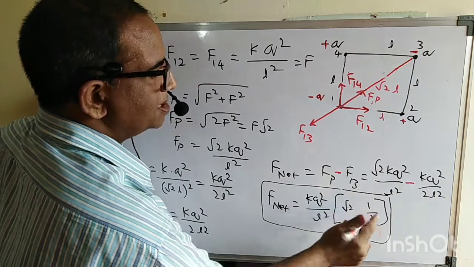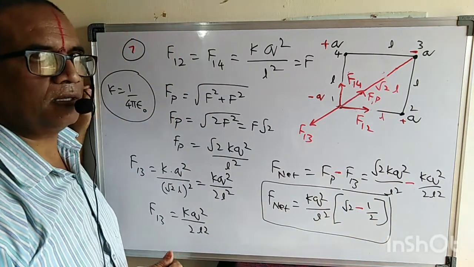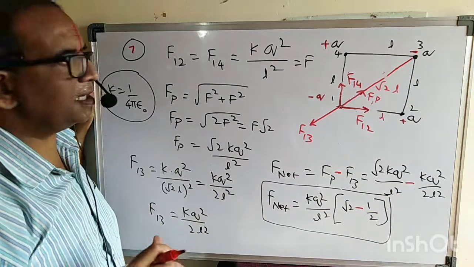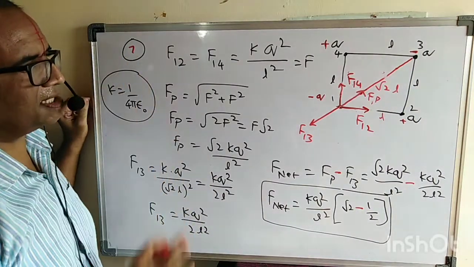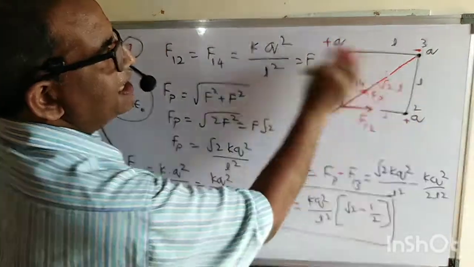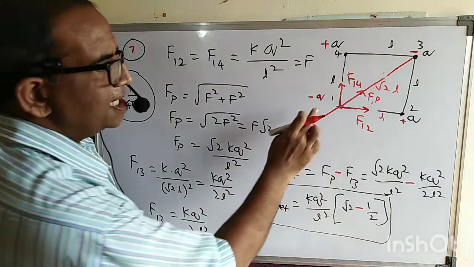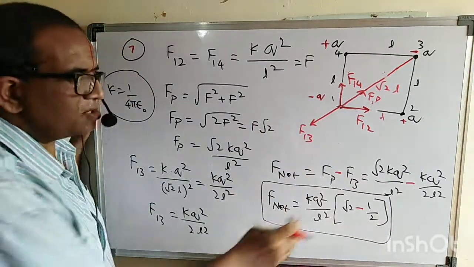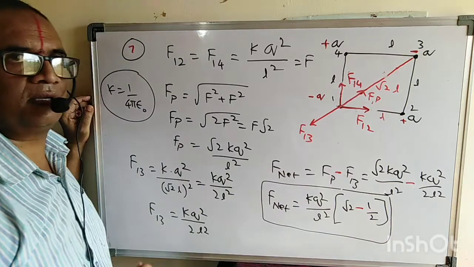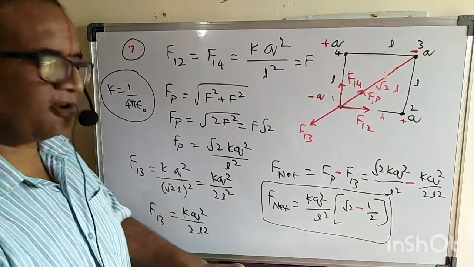So how much will this be here? Root 2 minus 1 by 2. Very simple. Are you following? So what am I saying here? In the seventh problem they gave two opposite charges on either diagonals. Then what did we get? The resultant force is negative here, meaning we got a subtraction. Okay, now let us look at another case. Are you following what I am saying?